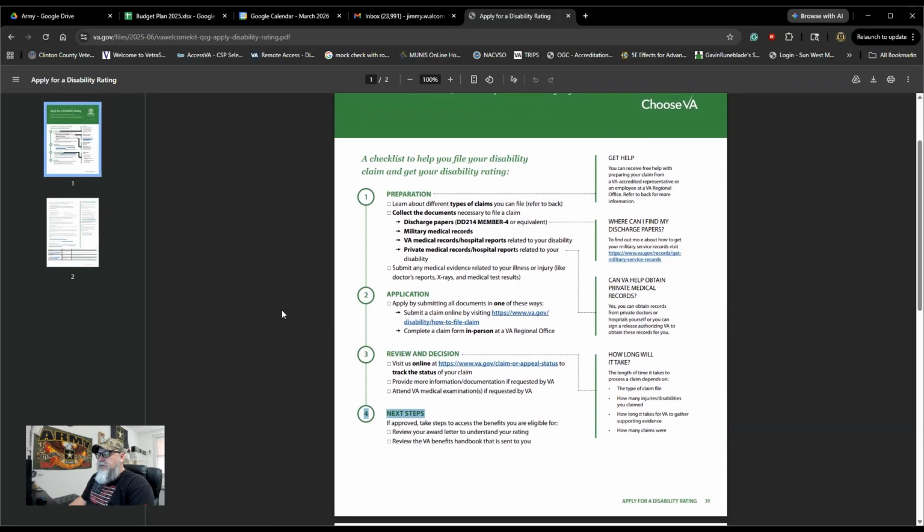It's broken down by preparation, application, review and decision, next steps, and then a whole bunch of additional information. The first thing you need to understand is what is the difference between a service connection and a non-service connected injury. A service connected injury is something that happened to you while you were on official military orders, deployed to Afghanistan, doing active duty for training, something to that effect. If you were injured or received some kind of an exposure that caused an illness at that time, that would be what was called a service connected injury.